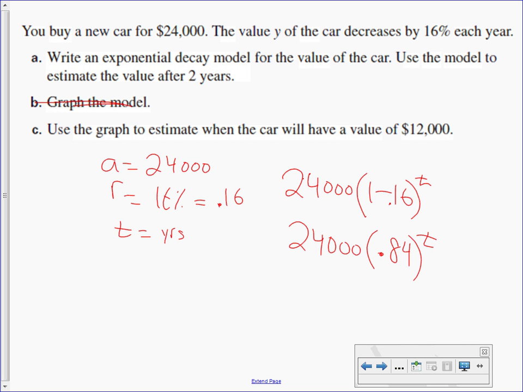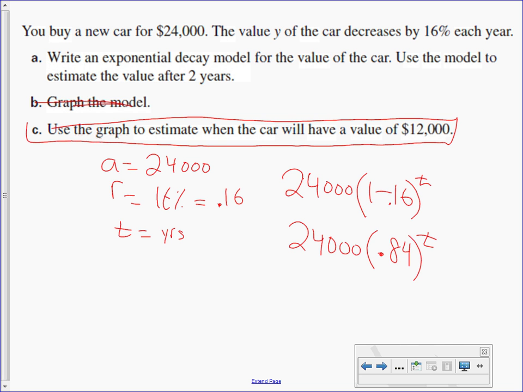I'm not going to make you graph that. That's just kind of silly. You have a graphing calculator. There's no need to plot out 24,000 on your graph paper. But I would use the graph to estimate when the car has a value of 12 grand. How would you do that? Go to your table. Do me a favor real quick. I want to see what you guys come up with. Put your depreciation function in your table, and figure out how many years it takes for the car to be worth about 12 grand.